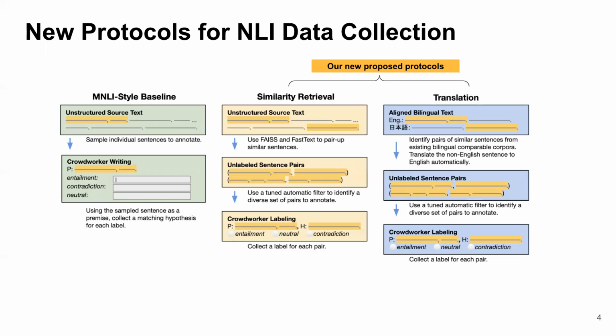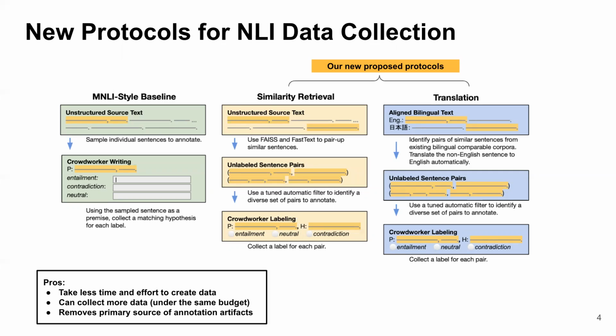We proposed two new protocols, which are shown in the middle and on the right side. Our first protocol uses a sentence similarity-based method to pair similar sentences from large unannotated corpora and then gives them to the crowdworkers to label. Our second protocol takes multilingual comparable sentences and uses machine translation systems to generate sentence pairs. The same as the similarity retrieval-based protocol, after this, we also need to give the premise hypothesis pairs to crowdworkers for labels.